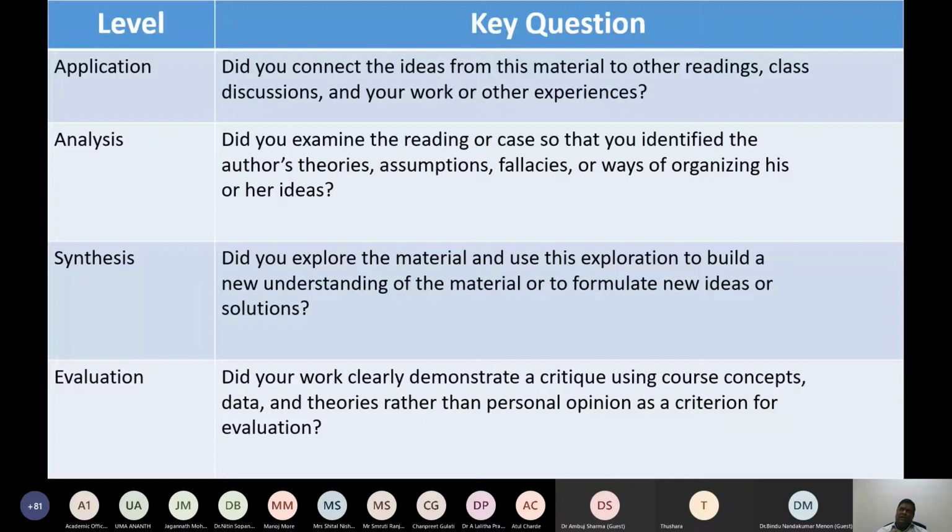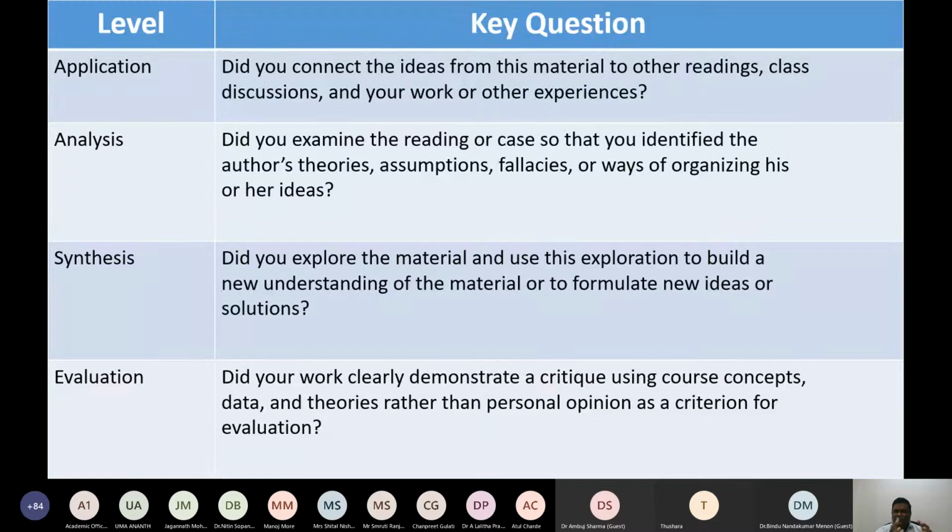Suppose I give some assignment to them, the assignment should be designed in such a way that the students can apply the concepts and then explain the situation, right? Or whether the student is able to analyze the situation and then come out with his own analysis. That's where the case method helps us.